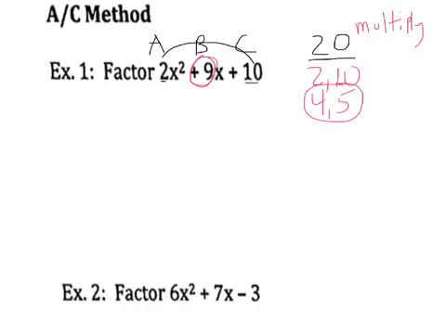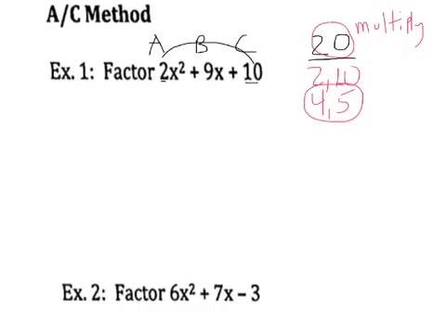Okay. So I multiplied A and C, got 20. Now I find 2 numbers that multiply to be 20 and add up to 9. I got 4 and 5. Here's what I do next. I'm going to take this middle term here, this 9x. This is the most important part of the problem.